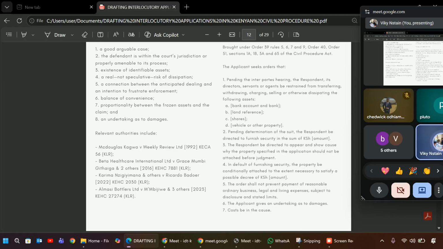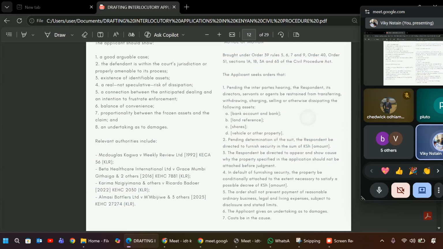In default of furnishing security, the property be conditionally attached to the extent necessary to satisfy a possible decree, and that the order shall not prevent payment of reasonable ordinary business, legal, and living expenses, subject to disclosure and stated limits, and that the applicant gives an undertaking as to damages and costs be in the cause. So those are the orders that you'll be seeking in such kind of applications.